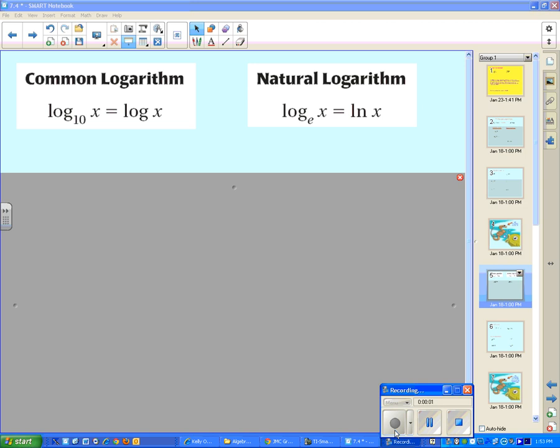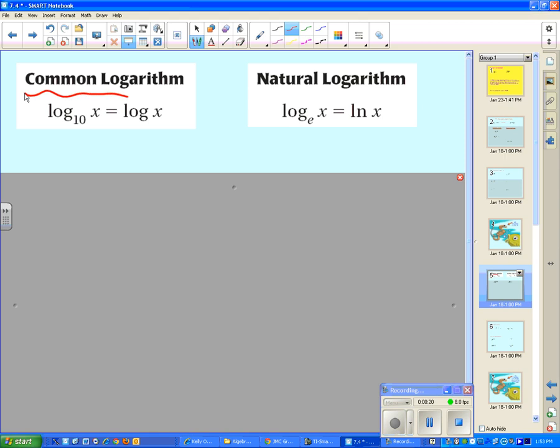First thing that we're going to talk about today is two common bases. Yesterday we talked about base 2, base 4, base 10, and all kinds of different bases that we were working with. Your calculator, though, only has two. The names of those two: the first one is the common log, and the second one is the natural log.